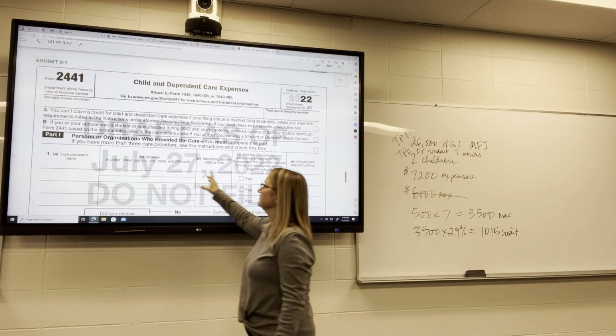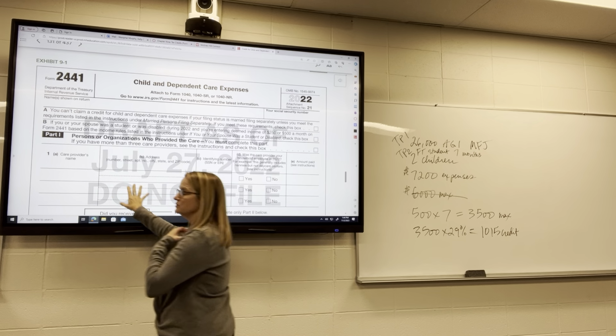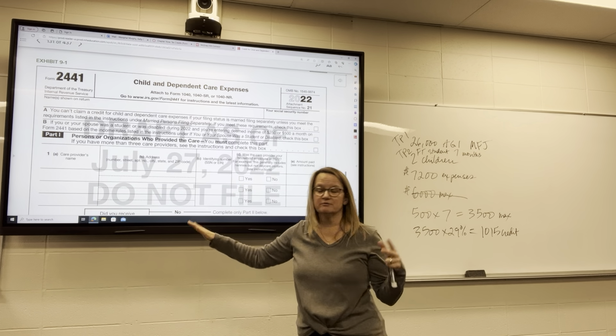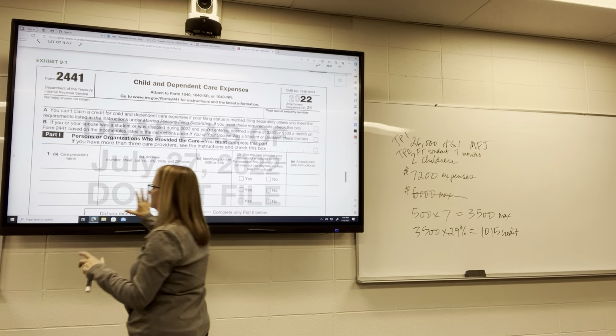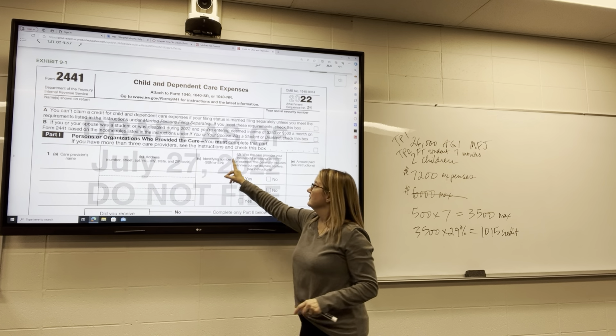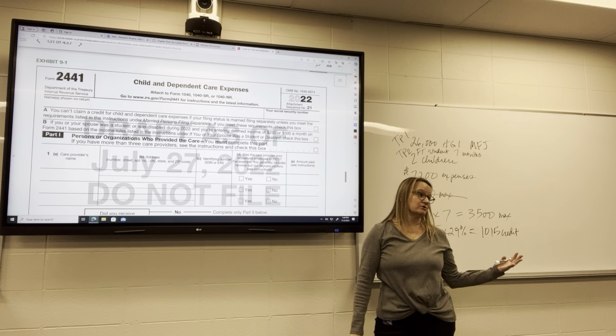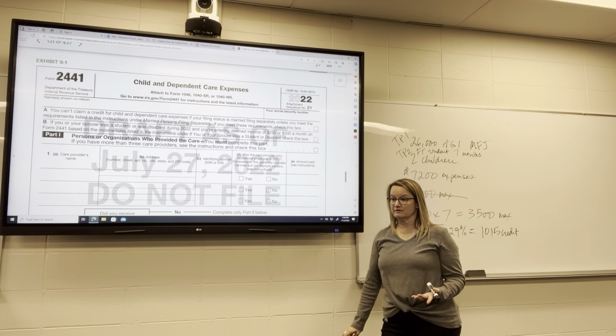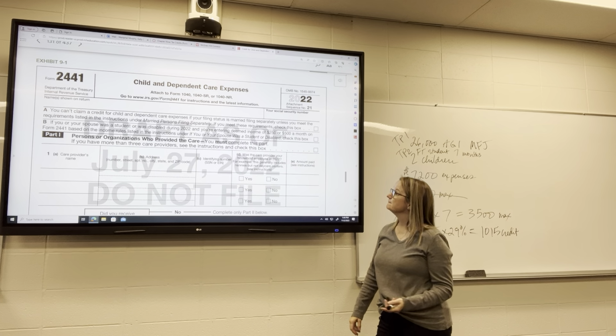You can see here, the first part of this is who provided the service? Who provided the child care or the daycare service? Their name, their address, their identifying number, which is their social security number, or their EIN if they have an EIN instead.